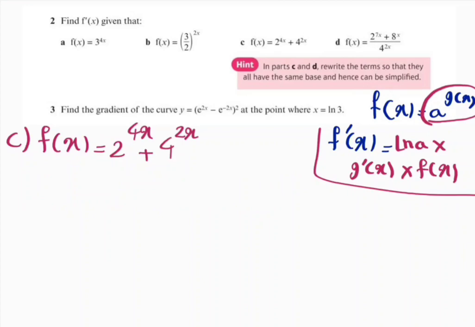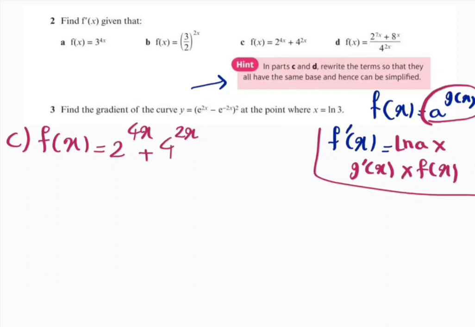C, this one is interesting. f of x is equal to 2 to the 4x plus 4 to the 2x. There is even a hint here that is saying exactly what to do. I think it's pretty obvious for you to recognize these types of functions and expressions, and how to write them in terms of a single base.